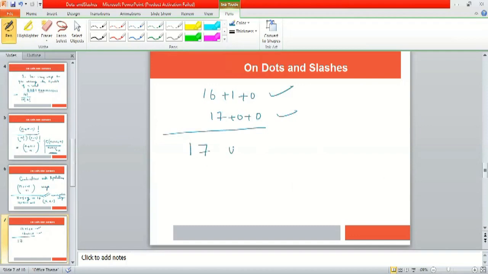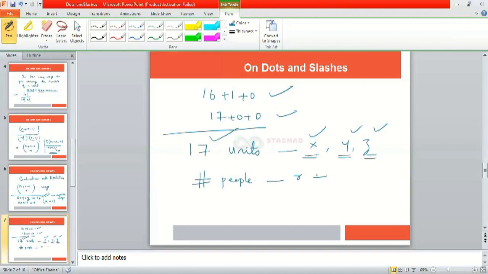I want to distribute 17 units, which are on the right hand side, to three variables x, y, z. The number of people here is r, which is 3. The number of objects is n, which is 17 units. So your required formula is n plus r minus 1 choose n, which is 17 plus 3 minus 1, that is 19, choose 17, because we have 17 objects. So 19 choose 17, which is precisely 19C17.